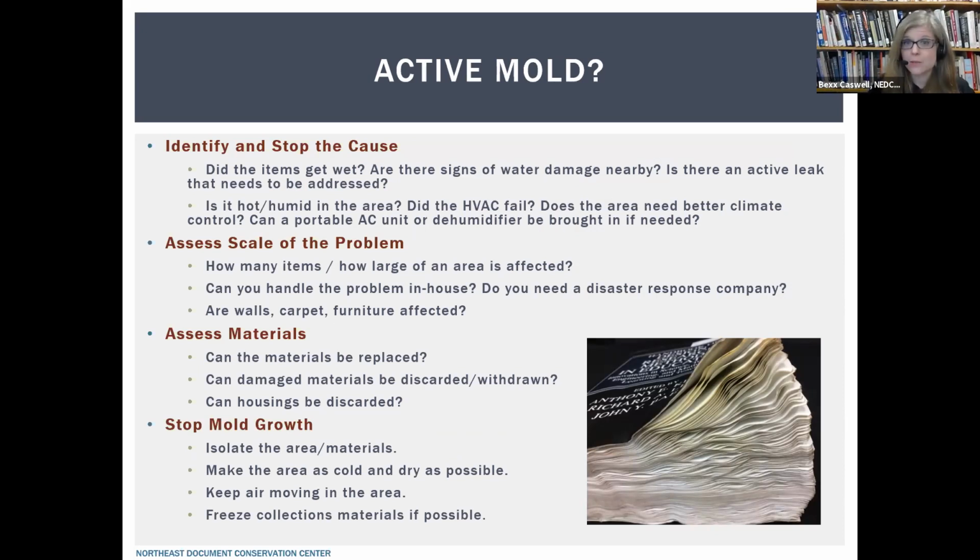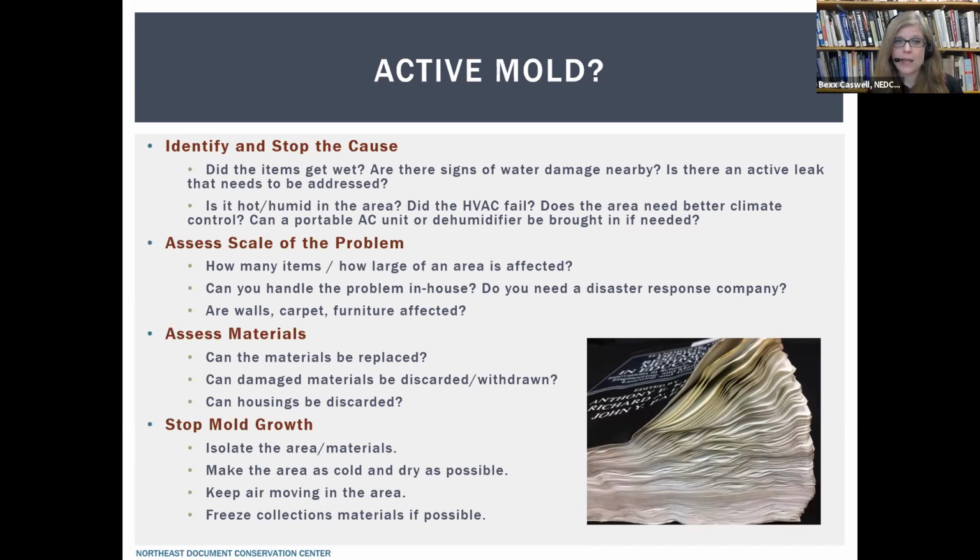But are there signs of water damage nearby? Do you see a leak or anything like that? Is there something that needs to be addressed? Do you need to turn off water? Do you need to call facilities, etc.? Or maybe it's the peak of summer and it's really humid and your HVAC died over the weekend, it was a holiday weekend and nobody knew, and it's a total swamp in your space now and you've got mold. Is that something that you need to address? Do you need to bring in a humidifier or an air conditioner?